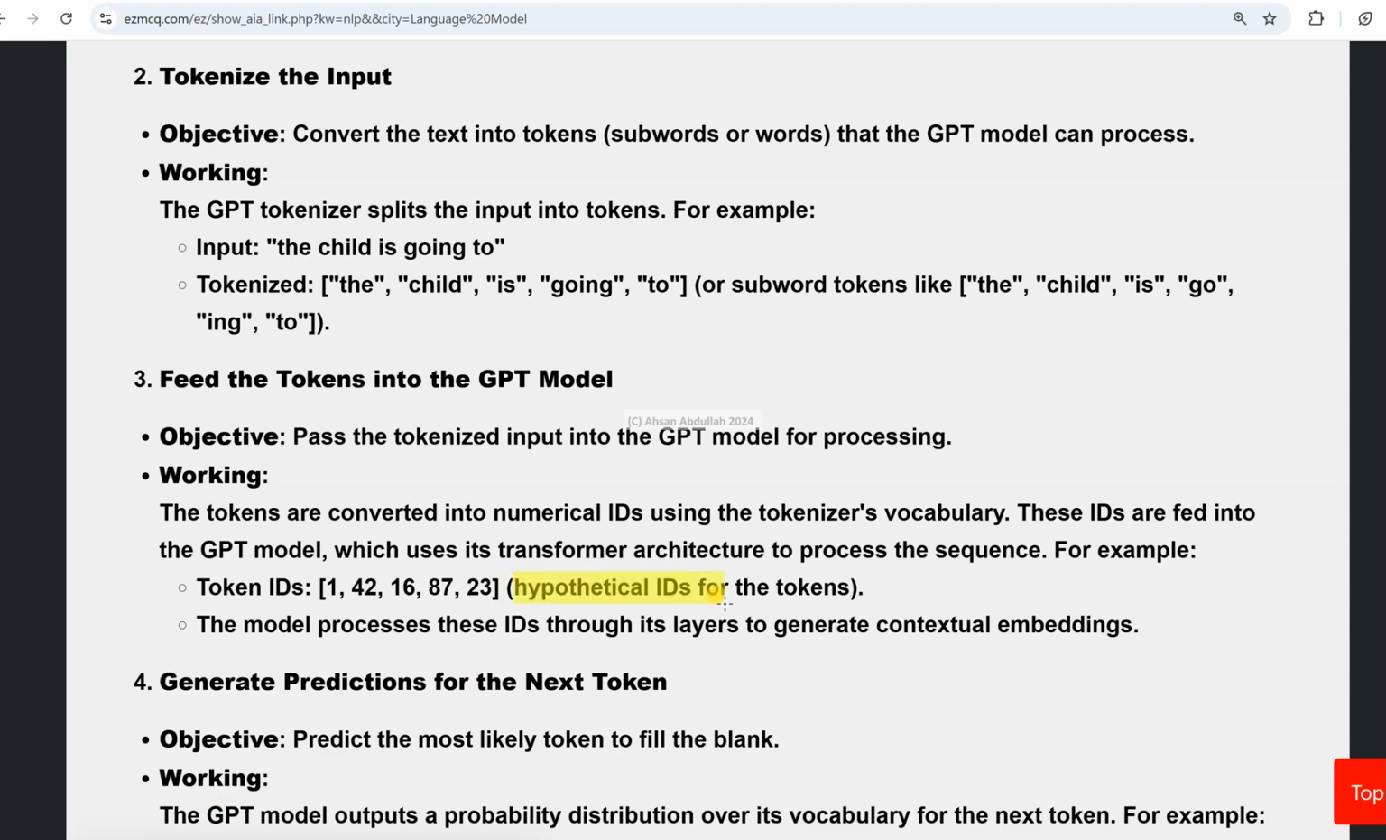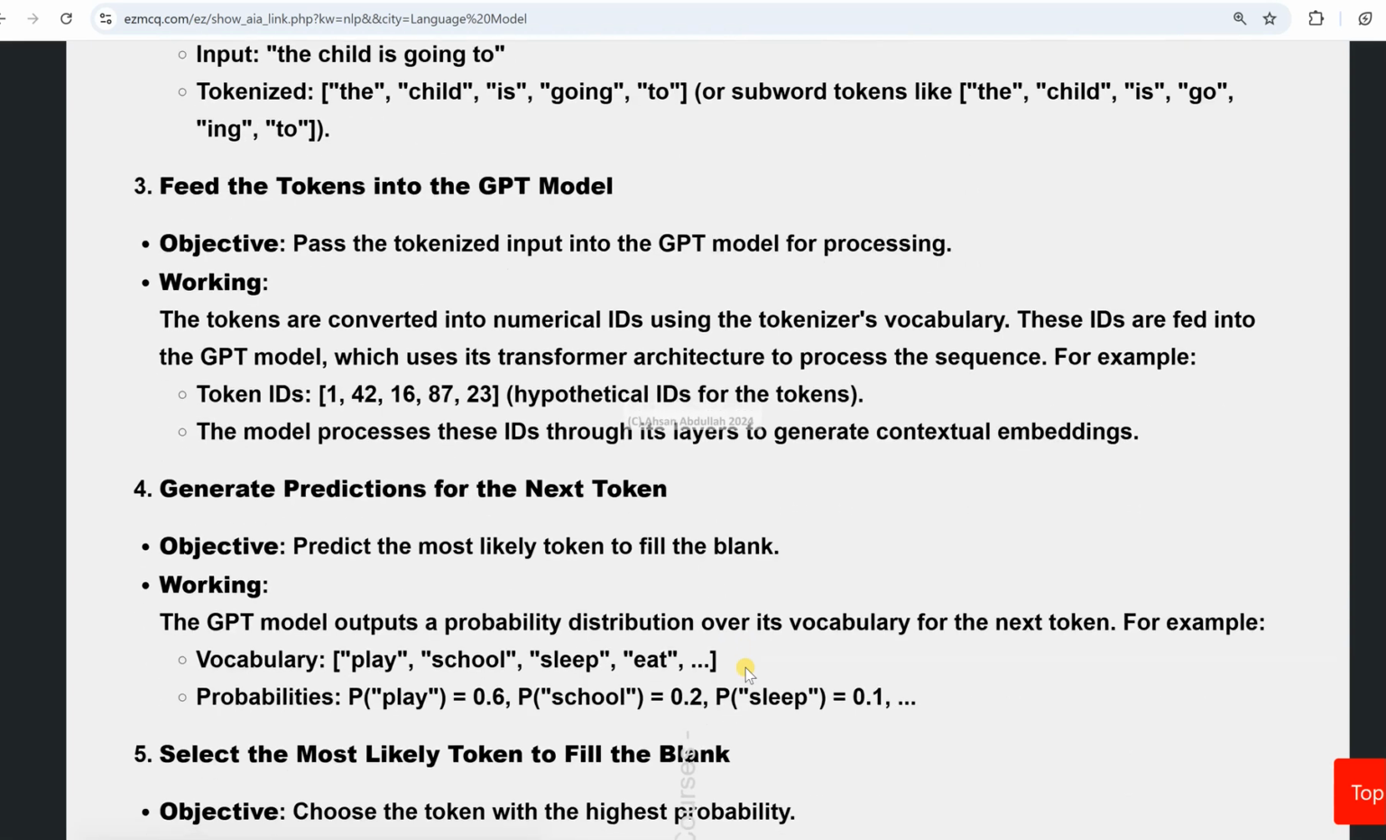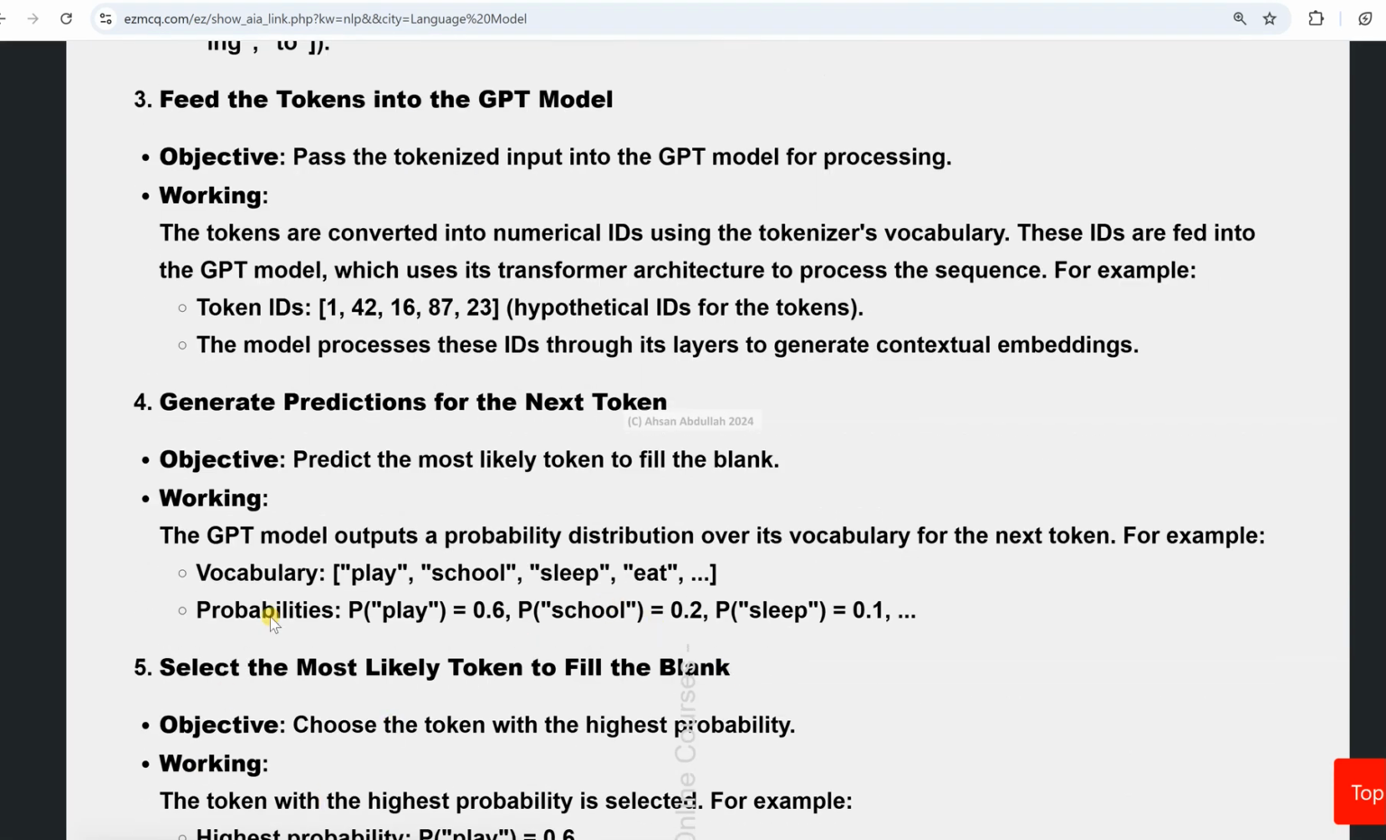These IDs pass through the layers of the GPT model and generate the contextual embeddings. Contextual embeddings, for example: the bank was crowded, so was it the riverbank or a financial institution? Then predictions are made about the most likely token. So this is the vocabulary. Where do we get the vocabulary? We get the vocabulary from the statements, which was also the corpus that was used for training. So we have play, school, sleep, eat, and the list goes on.